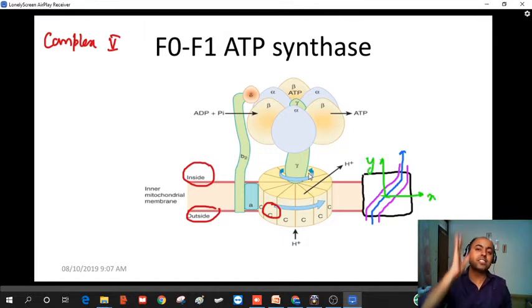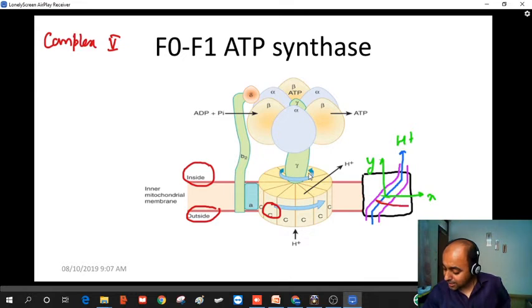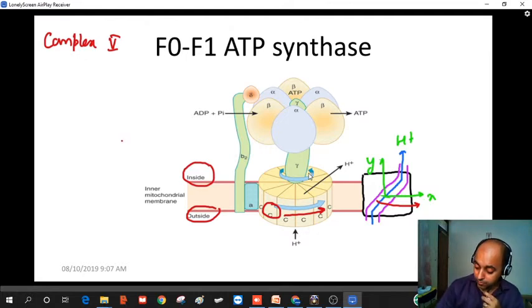The movement along the y-axis pushes it forward and the proton will reach here. But the movement along the x-axis will act on the walls of the channel. And this is what we perceive as rotation. This is transmitted into the rotation. So what is happening? The potential energy is converted into the kinetic energy.